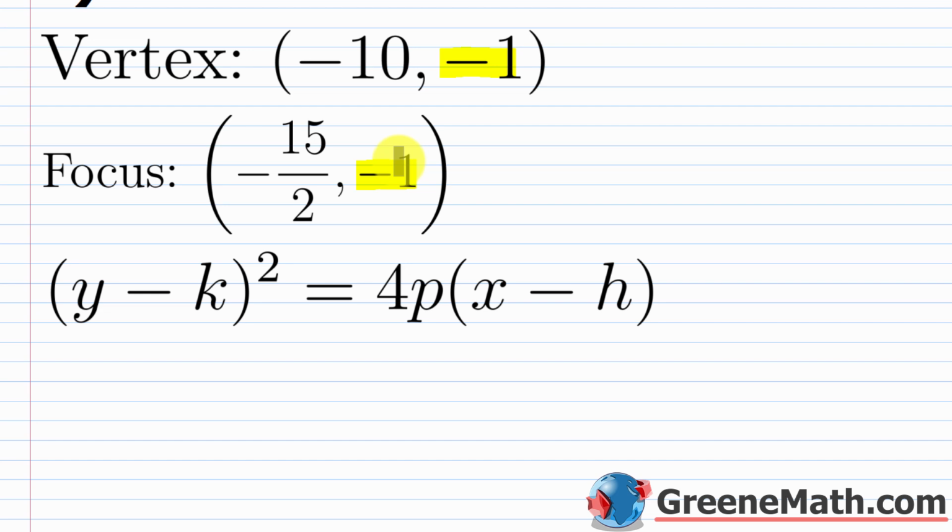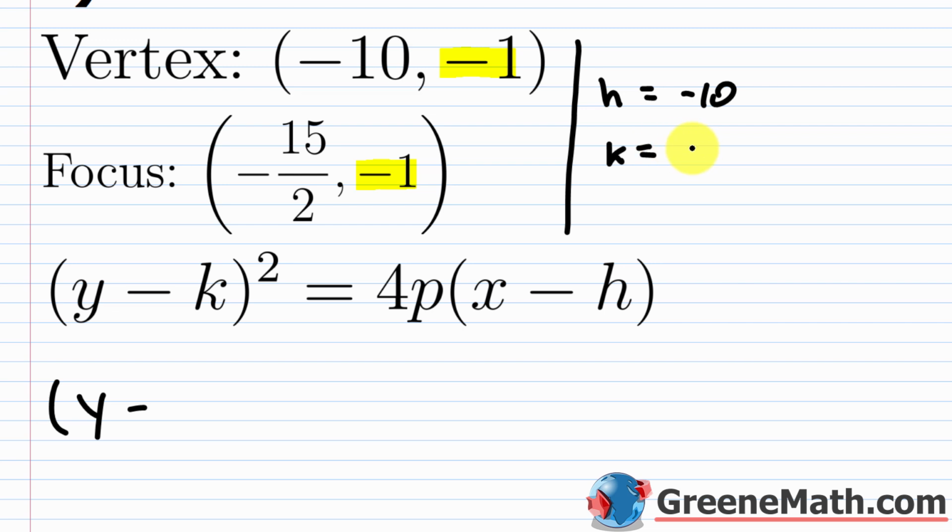So all you have to do is actually just plug in. The biggest stopping point here is you have to figure out what p is, but we'll get that in a moment. So let me plug in y minus, what is k here? Again, the vertex is h, k. So the h value, let me put this off to the side. The h value is -10. Again, that's the x coordinate here. And the k value is -1.